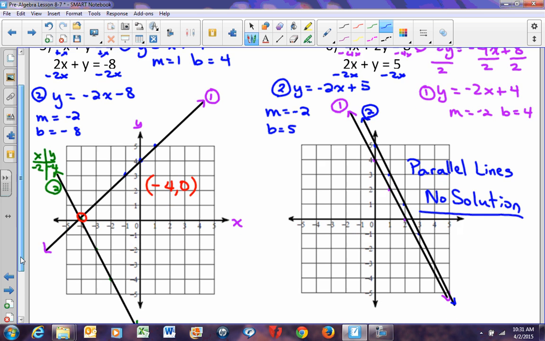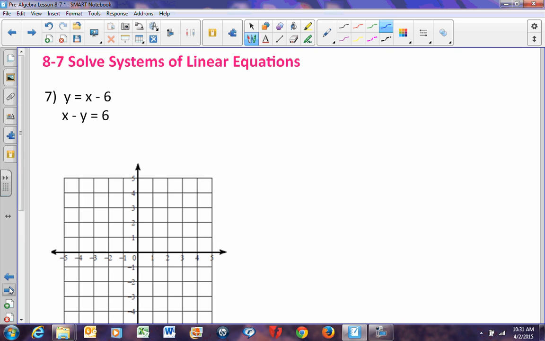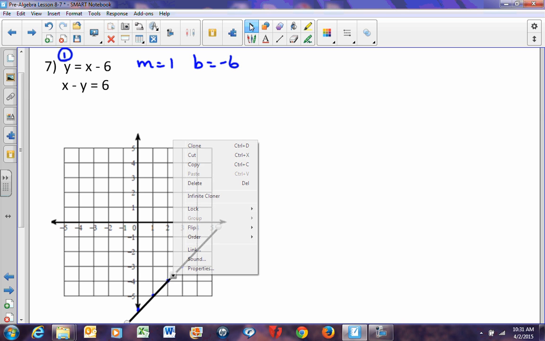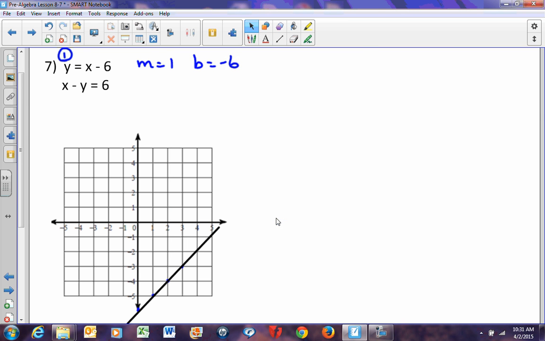Okay? Let's take a look at some other examples. How about y equals x minus 6 and x minus y equals 6? First equation's already written in y equals form. My slope is 1, and y-intercept is -6. Well, this one I can actually do pretty well. There's -6. Up 1 over 1, up 1 over 1, up 1 over 1. And I can graph that line pretty easily. Okay, so there's that line. I'll put a little arrowhead on it.